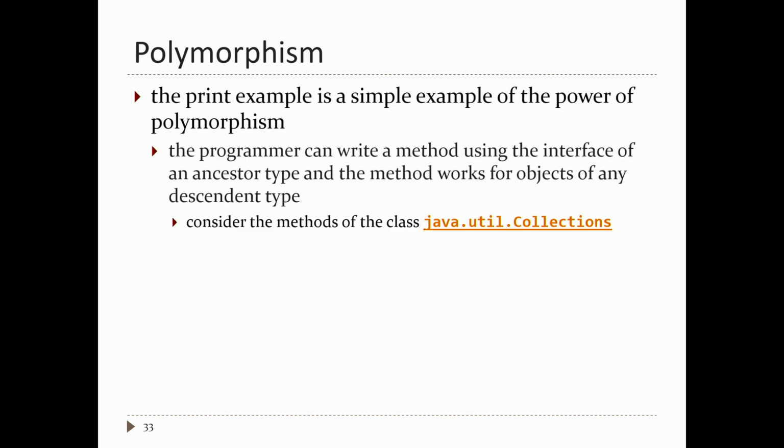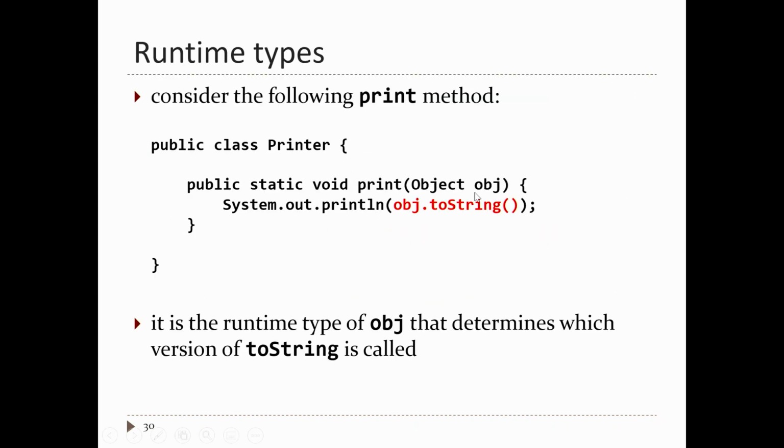Okay, so that print example is a simple example of the power of polymorphism, the fact that an object has more than one type. So look at this print method. I can write this print method, and this works for anything that I pass into it, which is a very powerful idea.